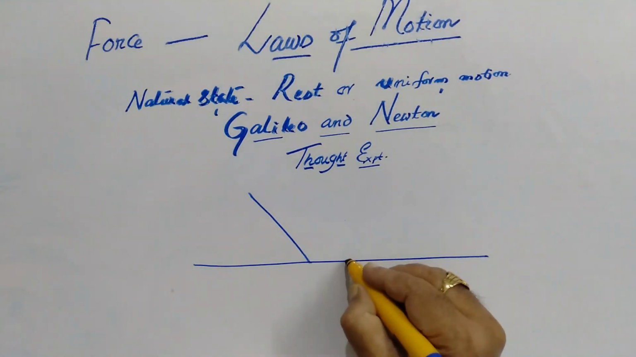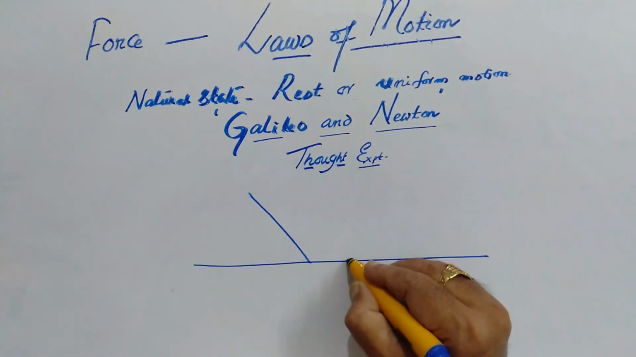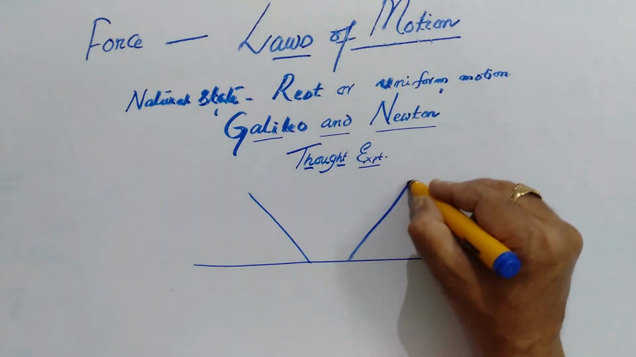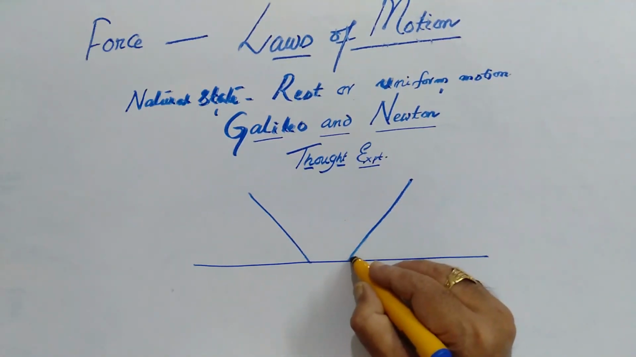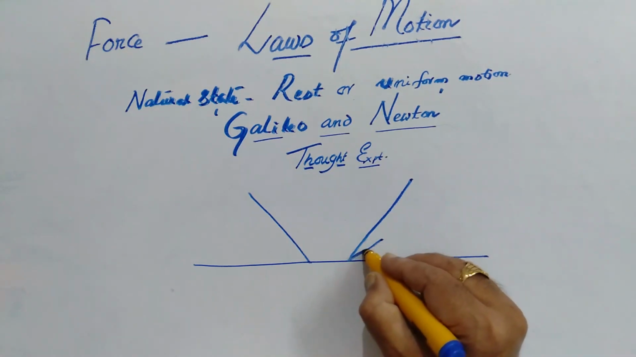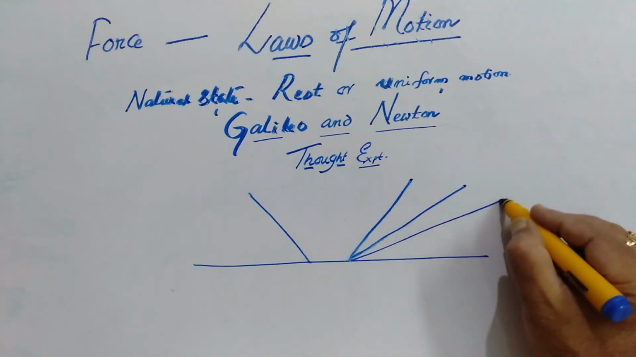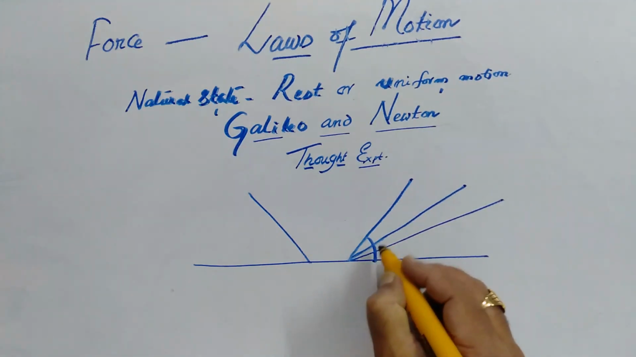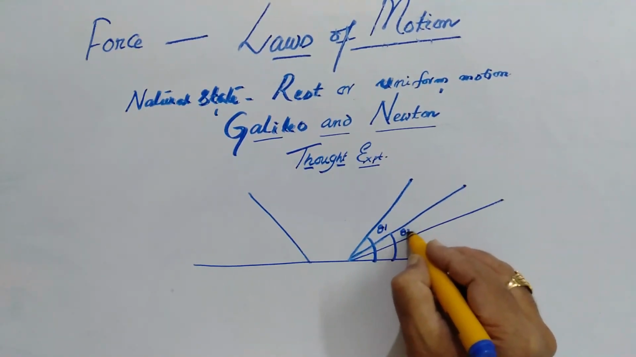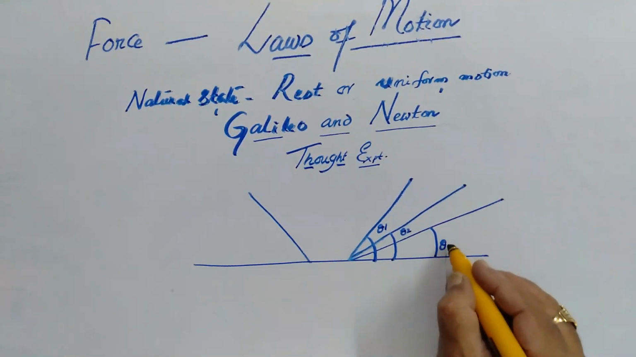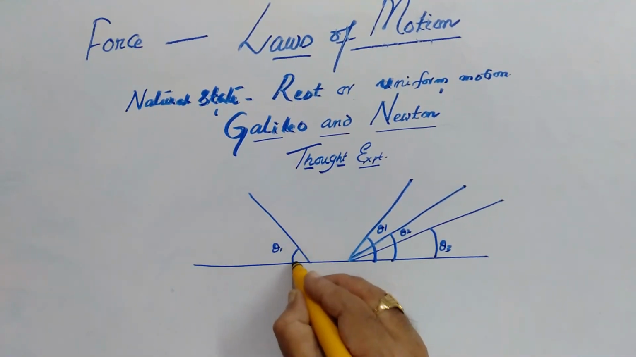Now, one inclined plane is placed like this. The second inclined plane is constantly changing its inclination. In the very beginning, this is theta 1, next theta 2, next theta 3. This was constantly maintained at theta 1, suppose.